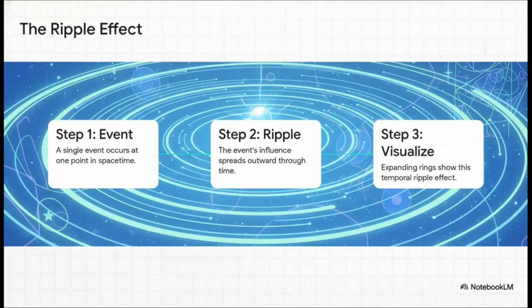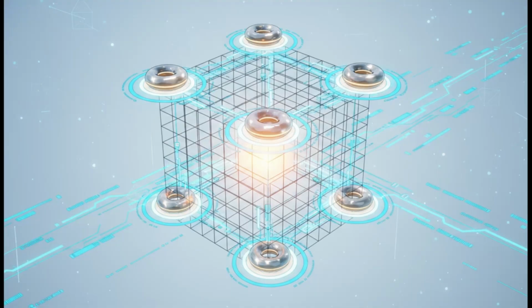And check this out, it's such a brilliant way to see cause and effect. Think about it like dropping a pebble into a still pond. A single event happens, right there. But its impact doesn't just stay put. It ripples out through time, and these expanding rings show you exactly how that influence spreads, affecting everything that comes after.